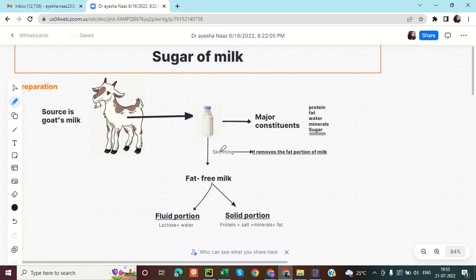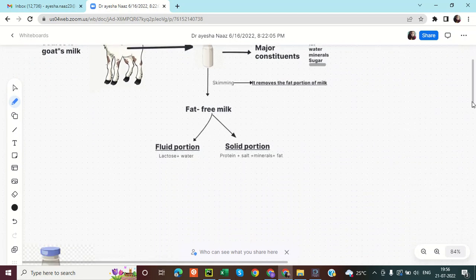First, let's start with removing the fat portion. This fat is removed with the help of skimming. If we do the skimming of the milk, which we call double toned or toned milk, it removes all the fat portion of the milk. Now, what we have left behind is lactose and water, which is the fluid portion, and the solid portion: protein, salt, mineral, and fat.